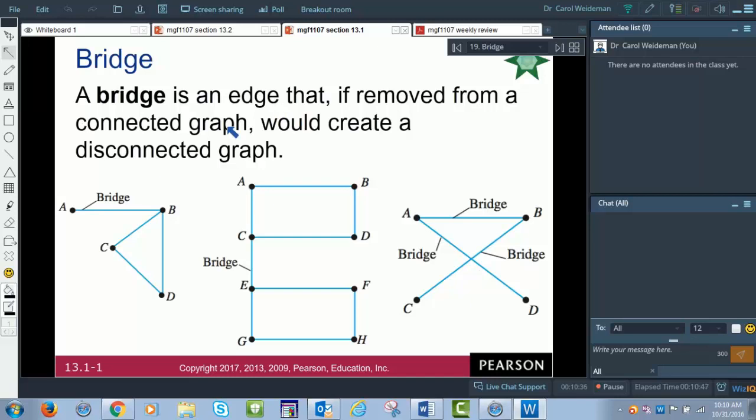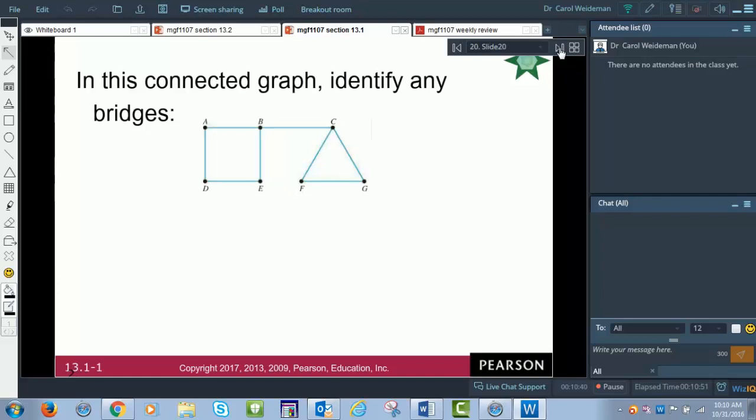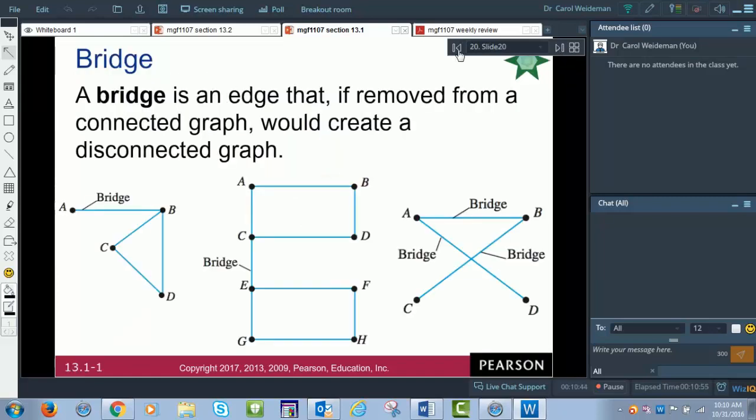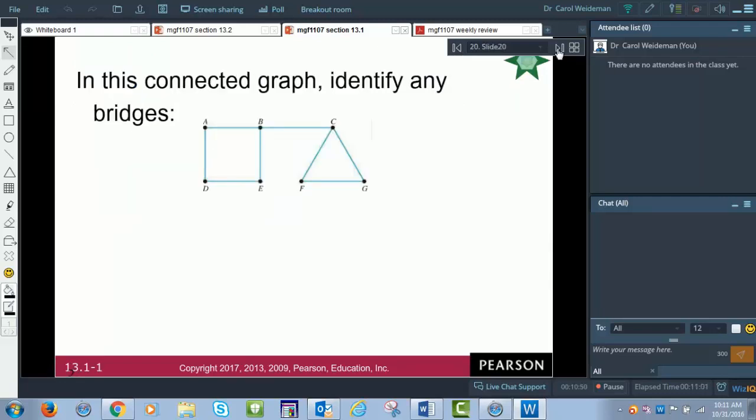So again, a bridge is an edge that if we remove it from a connected graph will give us a disconnected graph. In the connected graph, identify any bridges. And if you notice back here, there can be more than one bridge in a particular graph. So if we notice here, we have this portion and this portion. If we took edge BC out, we would create a disconnected graph. So edge BC is a bridge.